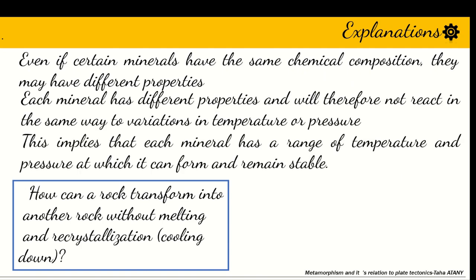So each mineral has different properties and will therefore not react the same way to variation in temperature or pressure. This also implies that each mineral has a range of temperature and pressure where it can form and remain stable. So each mineral could form in a particular range of temperature and pressure.